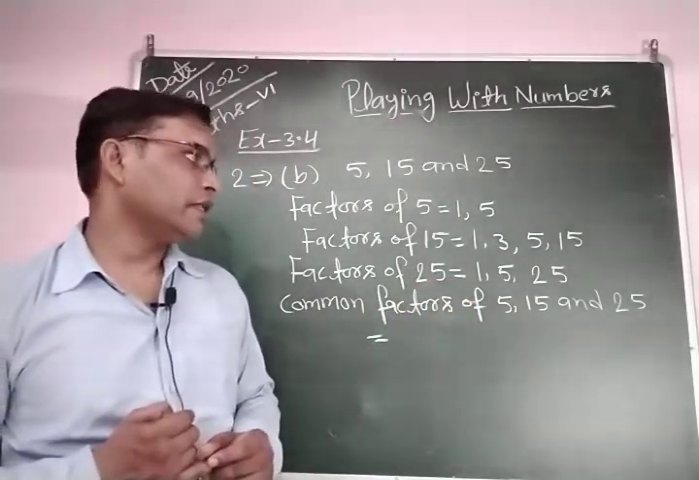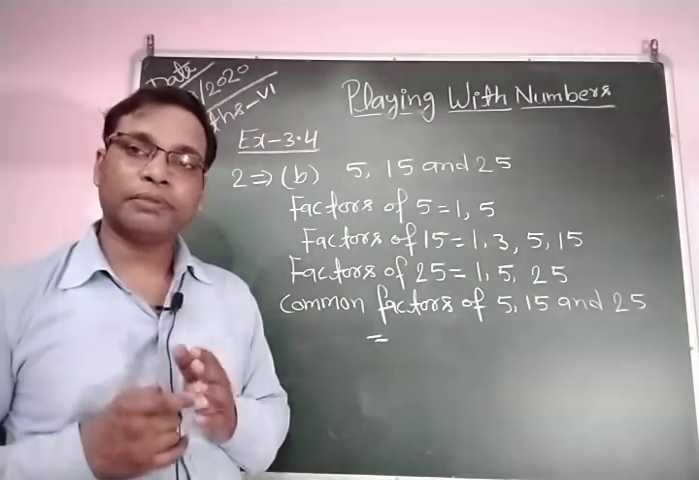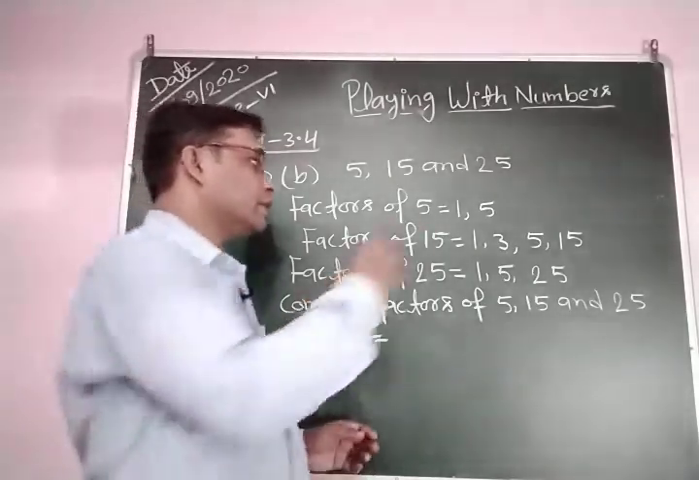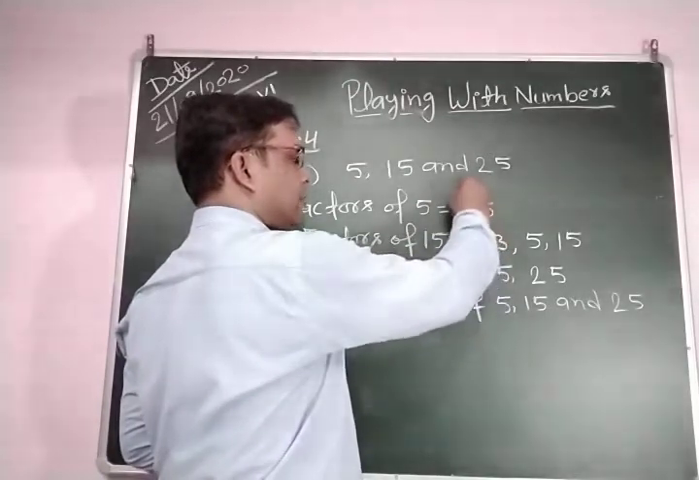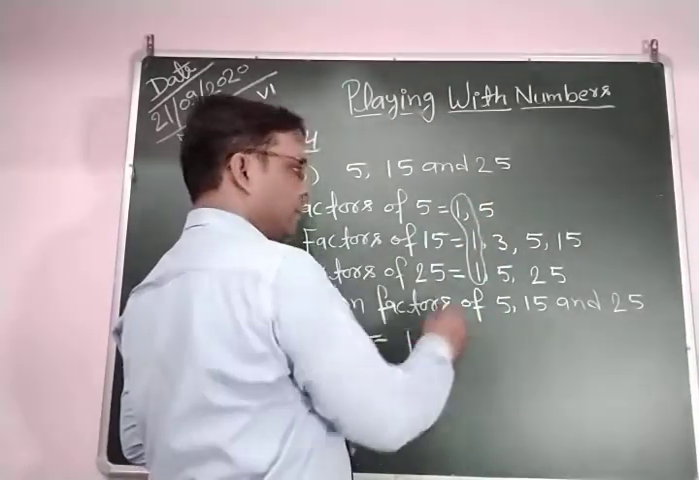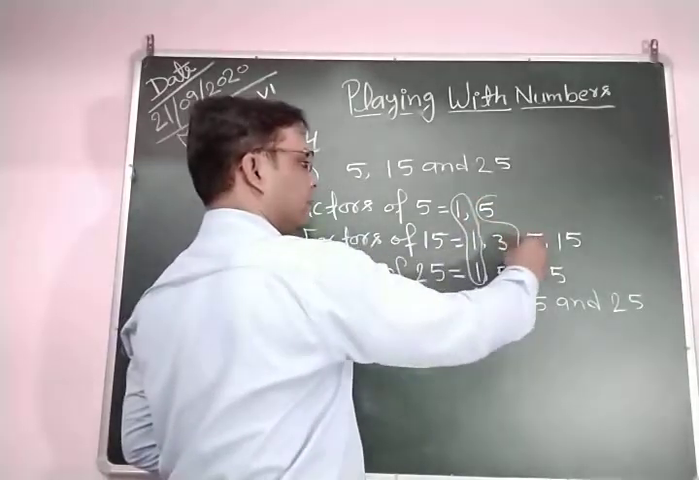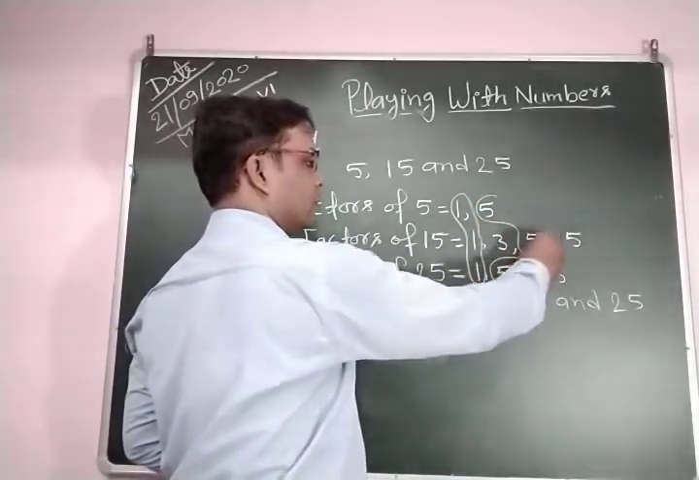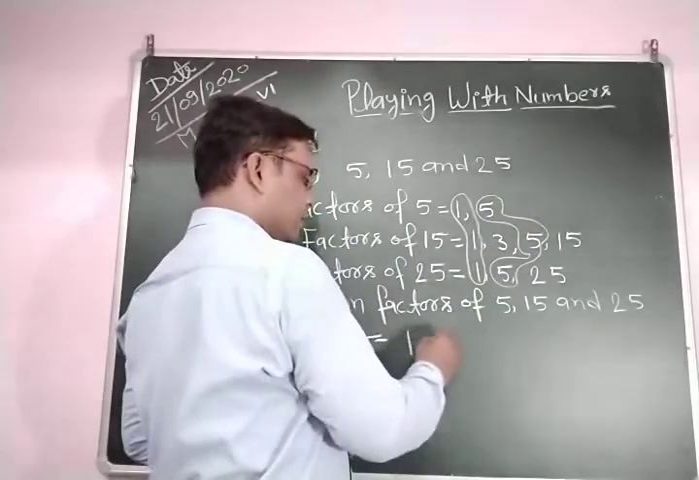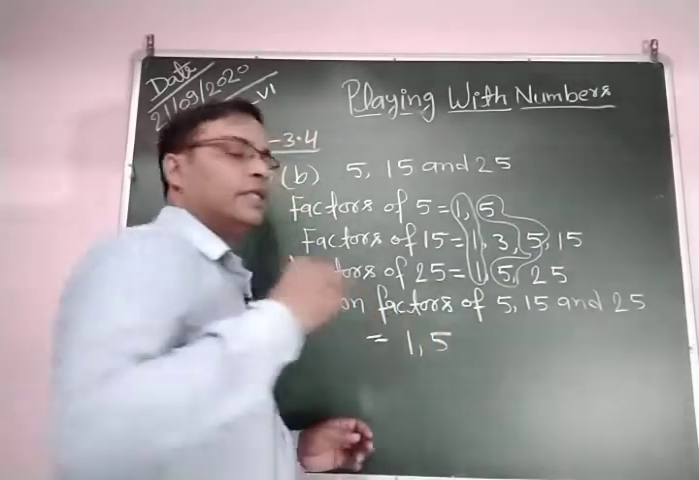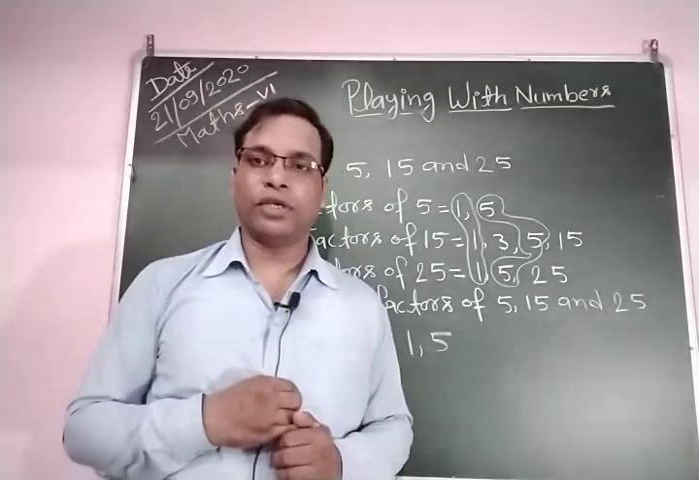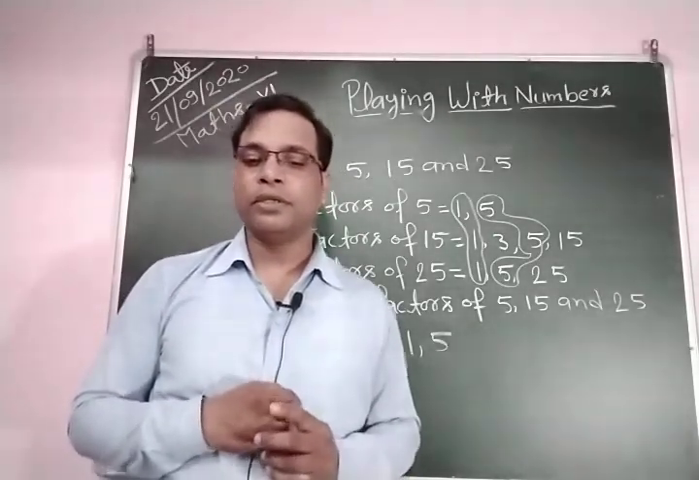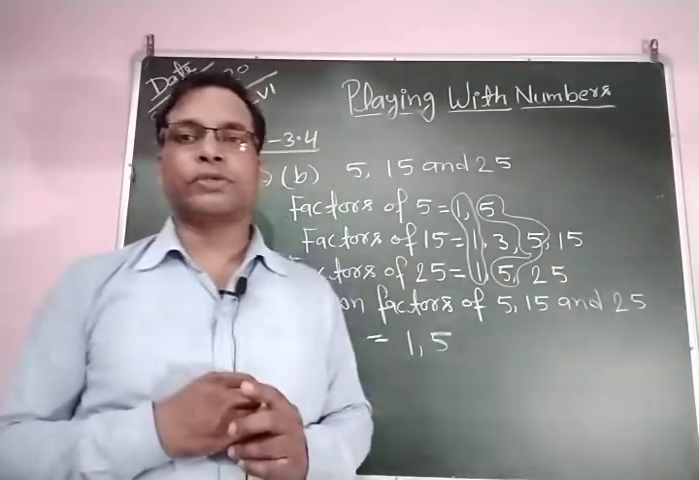But here we need to find the common factors of 5, 15 and 25. So you can see here this is a common factor. 1 is a common factor, write 1, and what else? 5. So 1 and 5 are the common factors of 5, 15 and 25. Clear? Now, students, I hope all of you understood these questions.